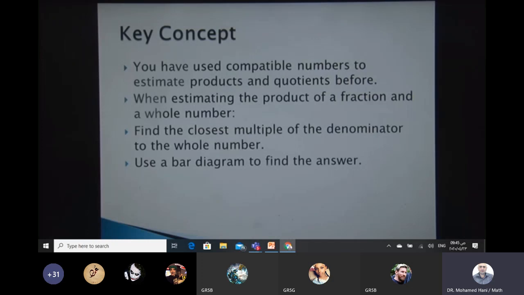So if my problem is 1/4 times 23, where 4 is my denominator and 23 is my whole number, the closest multiple of 4 to 23 is 24, because 4 times 6 is 24. So to solve that, I would change 23 to 24 and go through the process. Then we're going to use a bar diagram to find the answer.